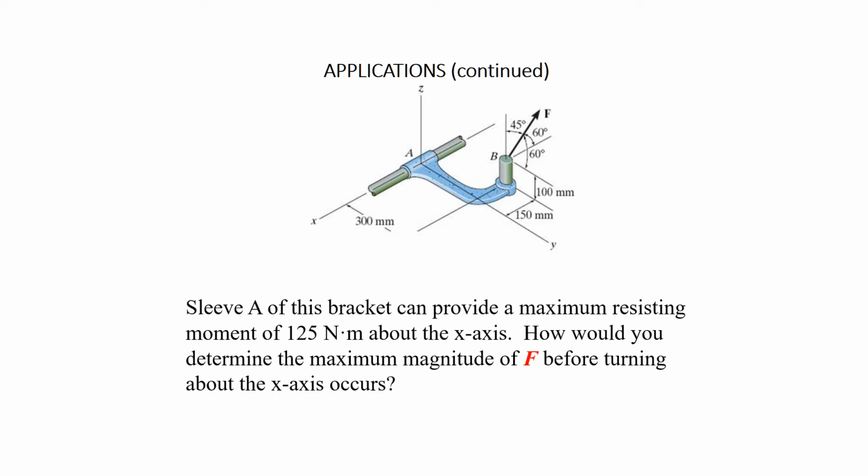So imagine, for example, a force that's being applied at point B, and we're wondering how it might cause the bracket to turn about its axis shown at point A. How would we determine the maximum magnitude of F that could be sustained before causing the bracket to turn on its axis at A? To do that, we'd need to know the calculations that we're about to introduce.